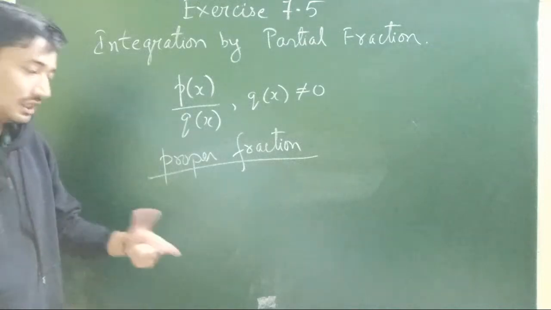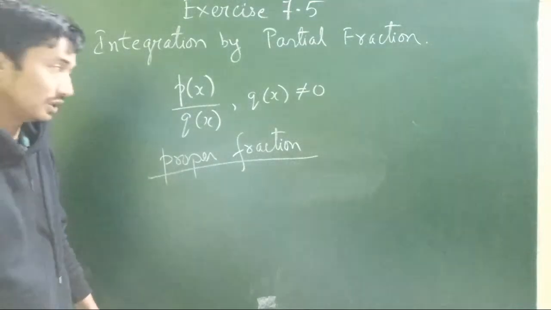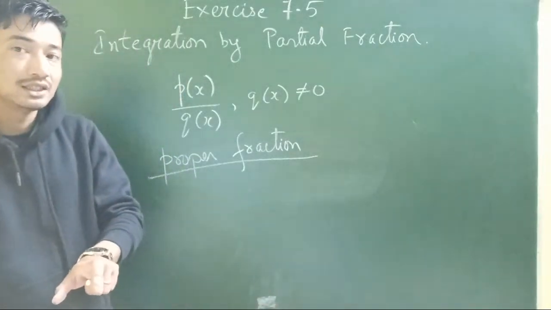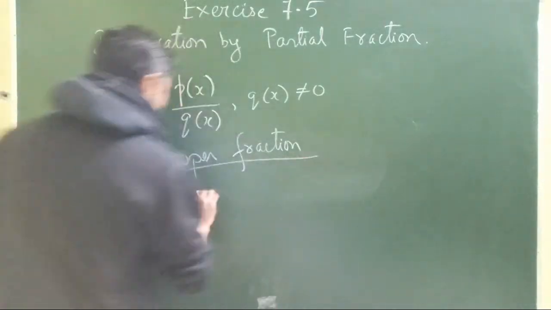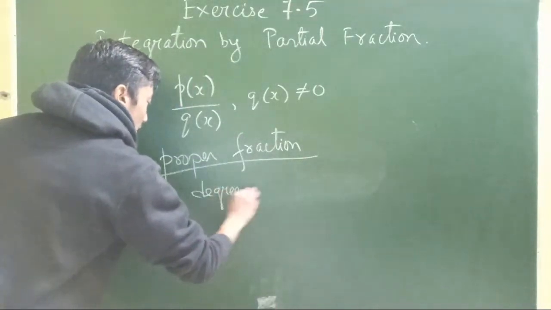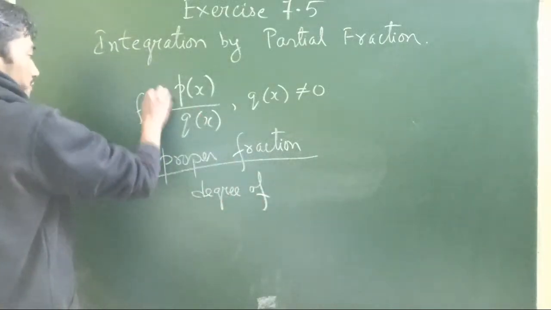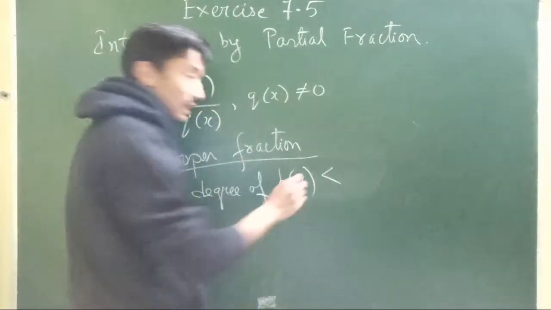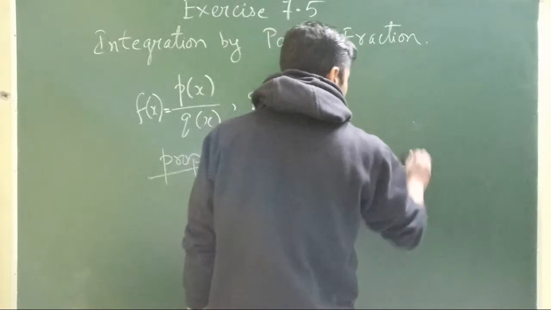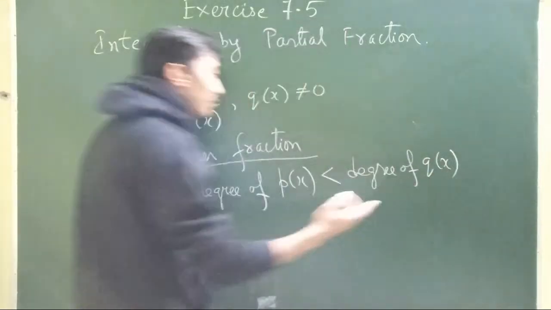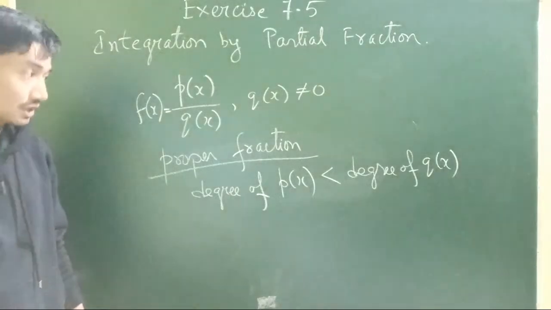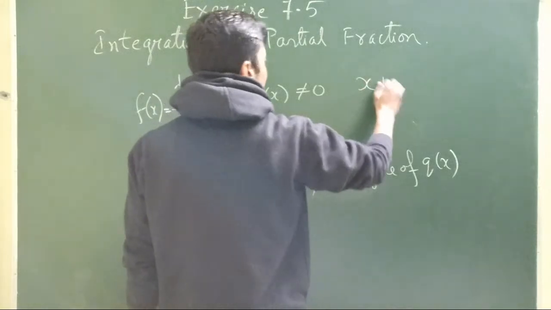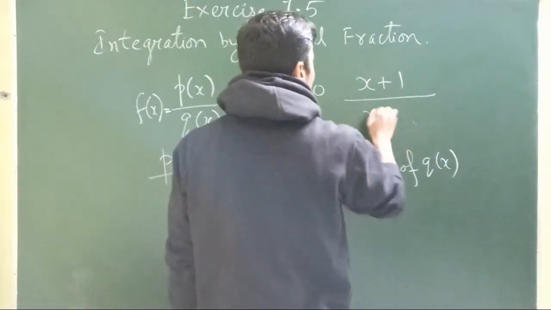A proper fraction is that particular fraction in which the degree of the numerator is always less than the degree of the denominator. Those kinds of fractions are called proper fractions. Example, x plus 1 divided by, just an example, x squared plus 1.